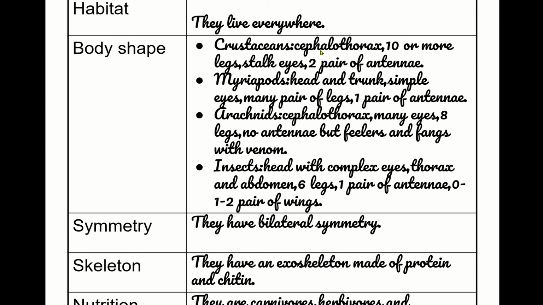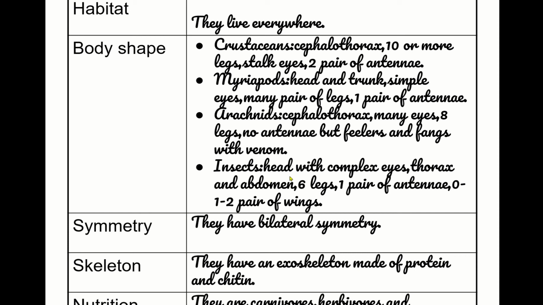The number of legs is different. For example, in crustaceans, 10 or more. In myriapods, it's not possible to count the legs, so they have many, and you know that if there is one pair per segment, it's a centipede. If there are 2 pairs per segment, a millipede. Arachnids have only 2 pieces, cephalothorax and abdomen. You know that they have many eyes in the cephalothorax. 8 walking legs, but no antennae.